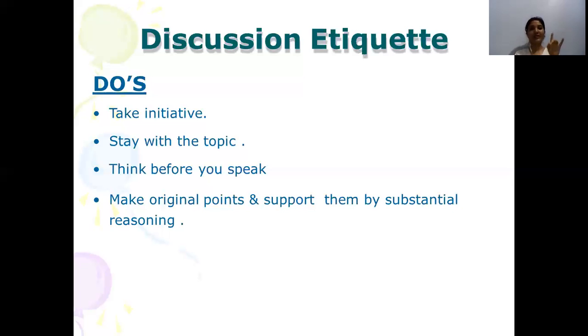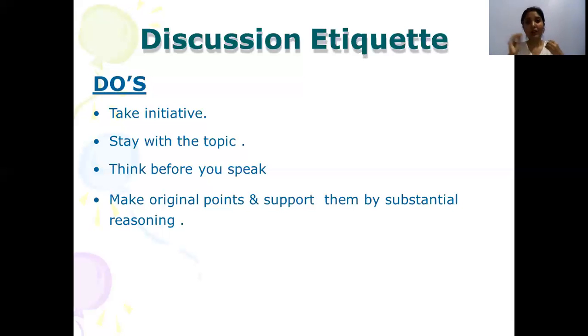So always take initiative. Stay with the topic. It is really important. If you are just moving from one point to another and you have a completely irrelevant structure in your mind, with no interconnection between the points, then you're going to make a lot of mistakes. So stay with the topic, talk only about that topic, right?